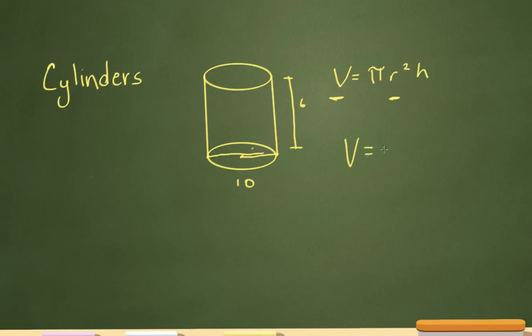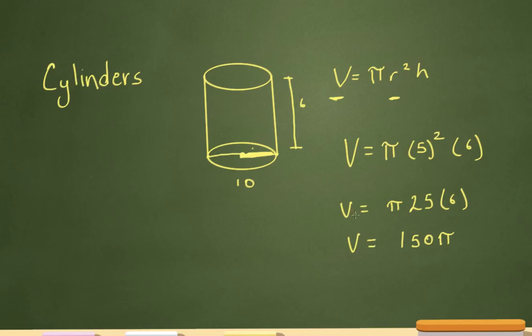So my volume formula is just pi times r squared times h. Now for r, we know the diameter, which is 10. The radius would just be half of that, which would be 5. So that'll be pi times 5 squared. My height is 6, so that's times 6. 5 squared is 25, and so that'll be 25 times pi times 6. 25 times 6 is 150, so that's just 150 pi. Volume is equal to 150 pi, and we can leave the answer in terms of pi, it's perfectly fine for the SAT.